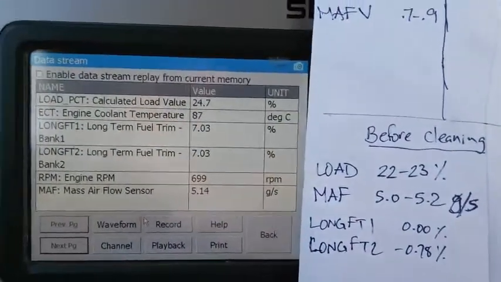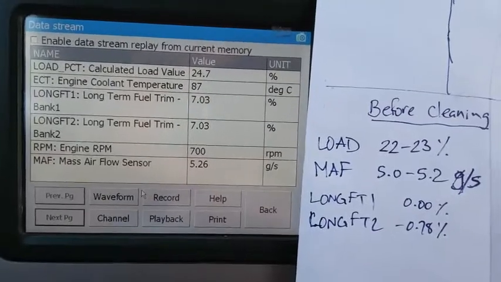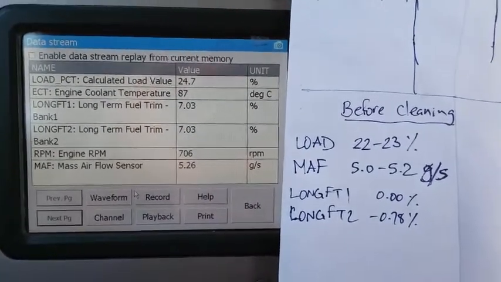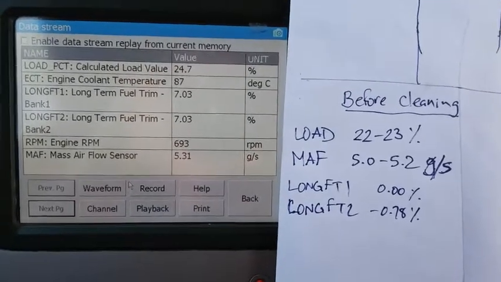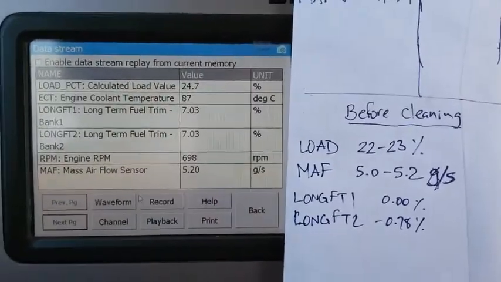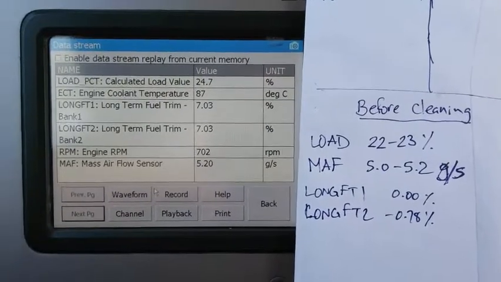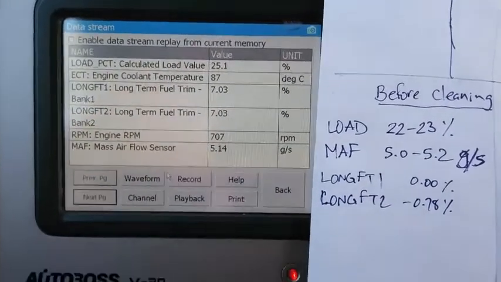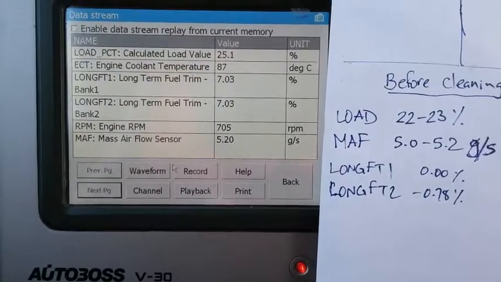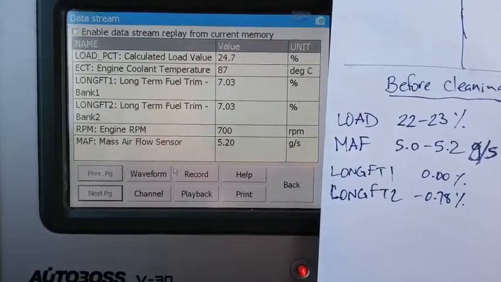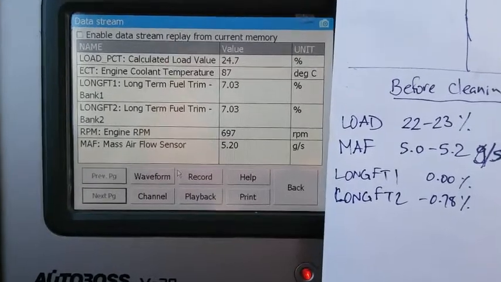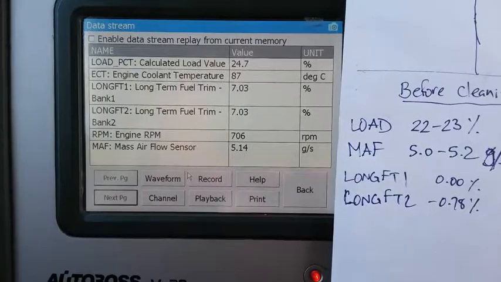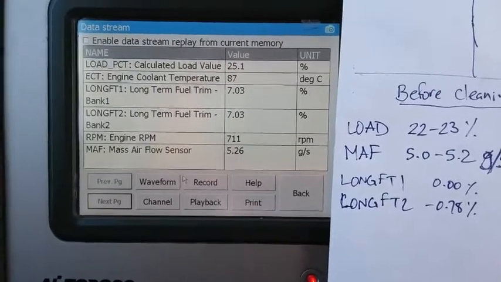So in this case, we're starting off at 7% on both banks. I'm going to climb the RPM to 2500, and these long-term fuel trims should go nearly to 0%. By them decreasing, that shows that this mass airflow sensor is reporting good values to the computer. So here we go.